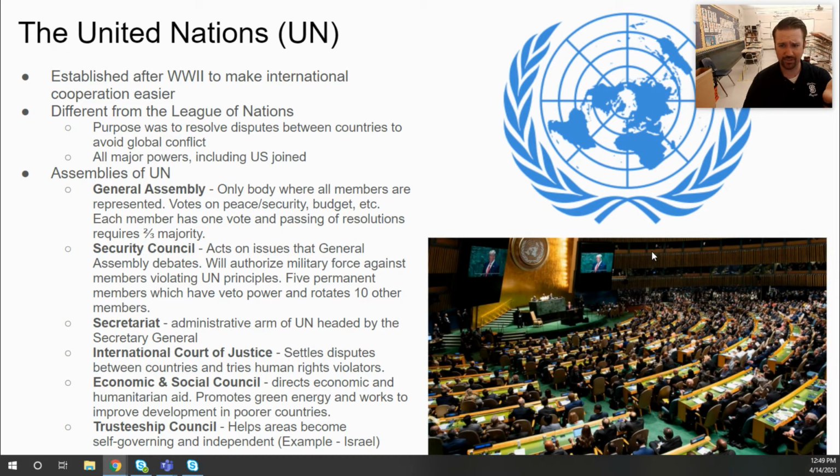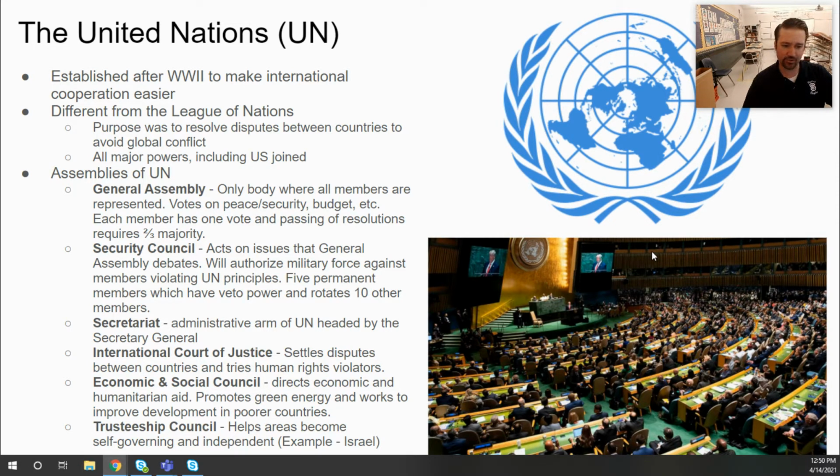You also have the Secretariat, which is basically the administrative body. It's headed by the Secretary General, who oversees the administration of the United Nations in general. The Secretary General is voted on by the UN, but all 5 permanent members of the Security Council must approve whoever gets chosen. Then you also have the International Court of Justice, something I've mentioned briefly in previous lectures, which settles disputes between countries, but also tries people for crimes against humanity.